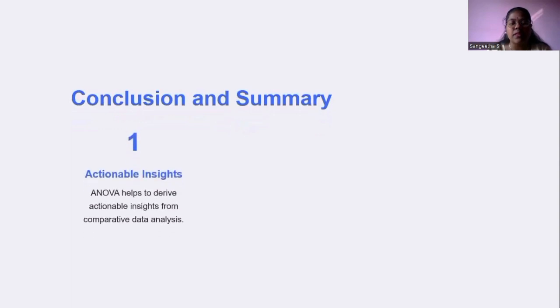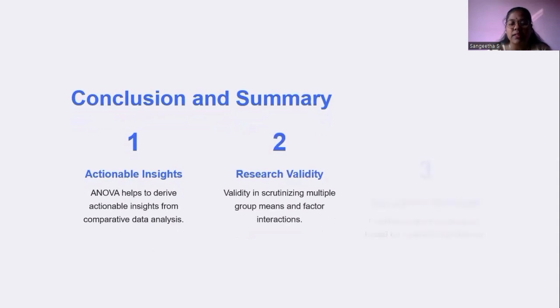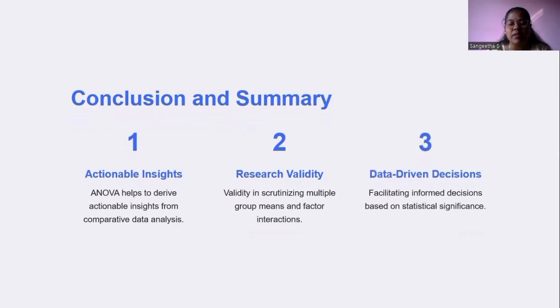Conclusion and summary of the ANOVA. First one is actionable insights: ANOVA helps to derive actionable insights from the comparative data analysis. Research validity: validity in scrutinizing multiple group means and factor interactions. Data-driven decisions: facilitating informed decisions based on statistical significance.